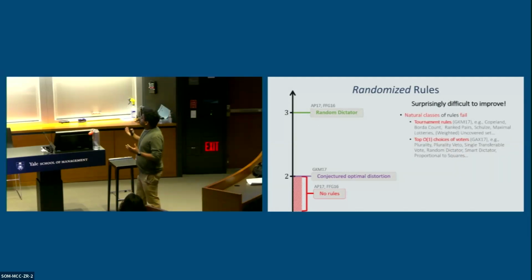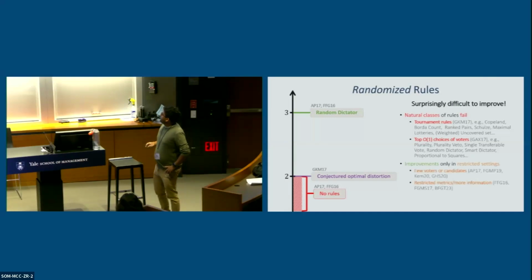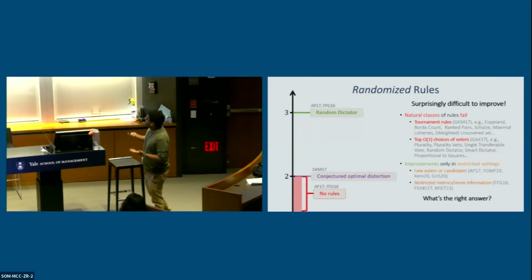And so there are a couple of very natural classes of voting rules, basically voting rules that consider pairs of candidates at a time, or voting rules that always pick someone's first choice. We have specific lower bounds against these natural classes of voting rules that rule out a lot of voting rules that have been studied in the literature. And there have been some improvements, but only in very restricted settings. And so the question is, what is the right answer?